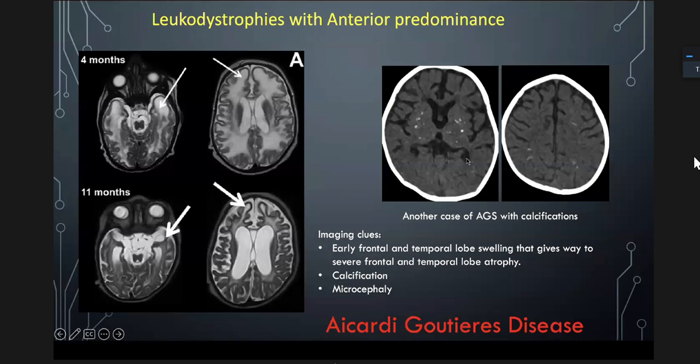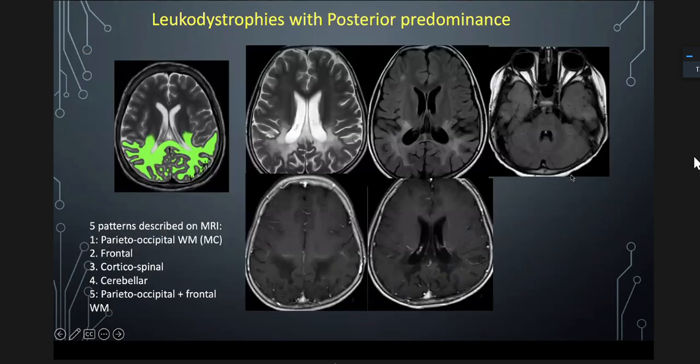Here this is another case of Aicardi-Goutières syndrome, and CT will demonstrate these calcifications very well. The calcifications are punctate, along the lenticulostriate vessels. Most commonly basal ganglia calcification will be seen. Also notice there is a lot of frontal atrophy. In children, we do not see prominence of cortical sulci normally. Here there is frontal predominance as compared to here, where there's preserved volume of the cerebral parenchyma.